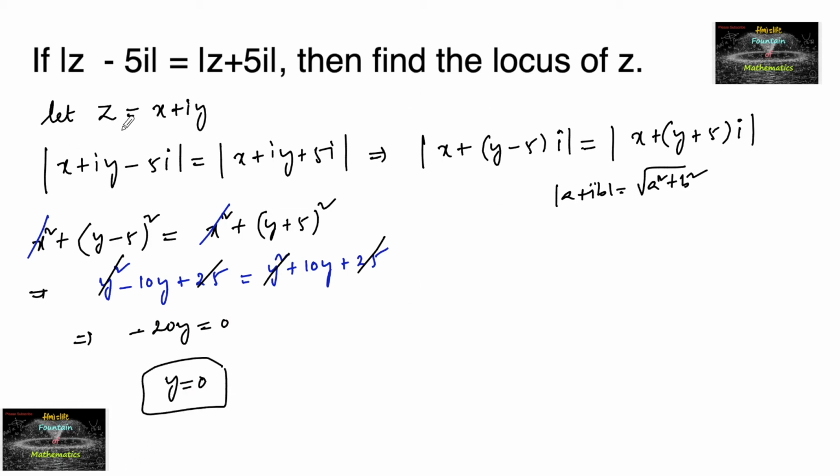And hence we can say the locus of z is y is equal to 0, which is representing the x axis, or we can say the real axis. Hence the locus is the real axis, and this can also be done geometrically.